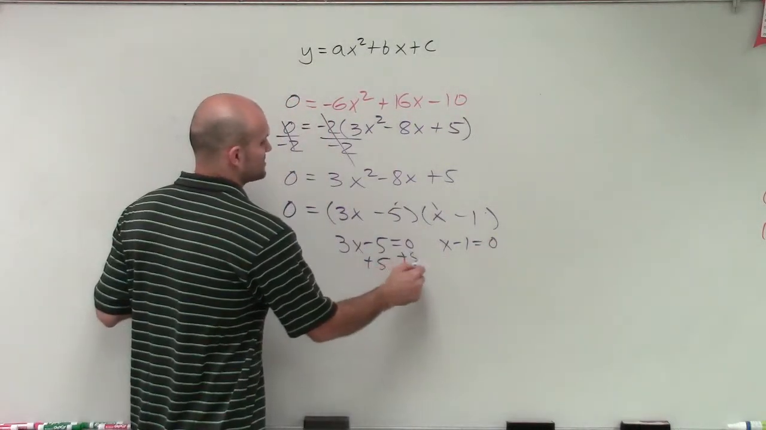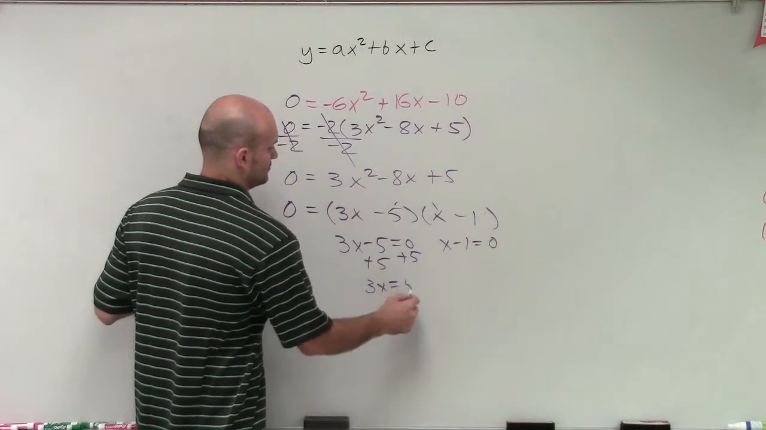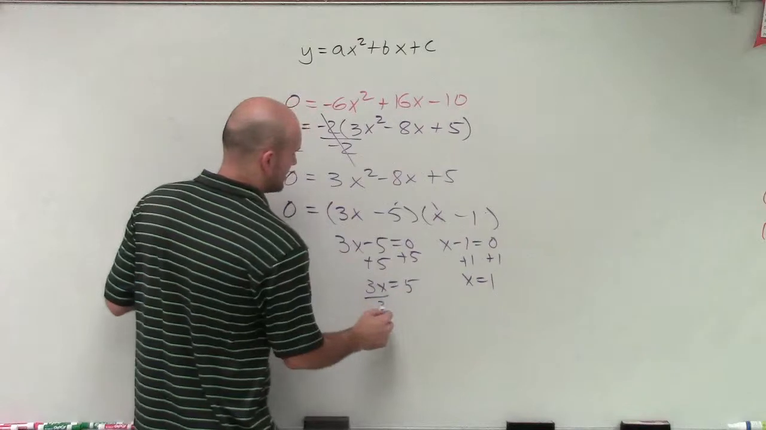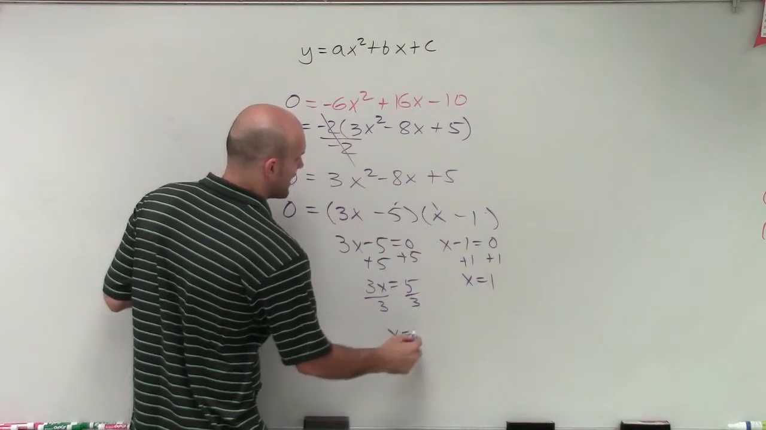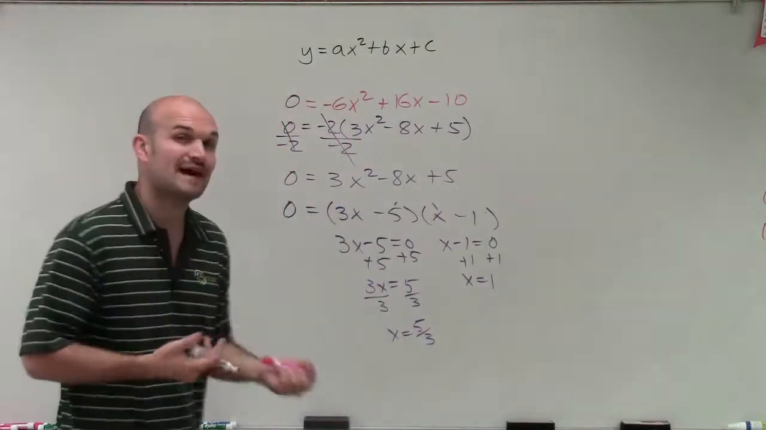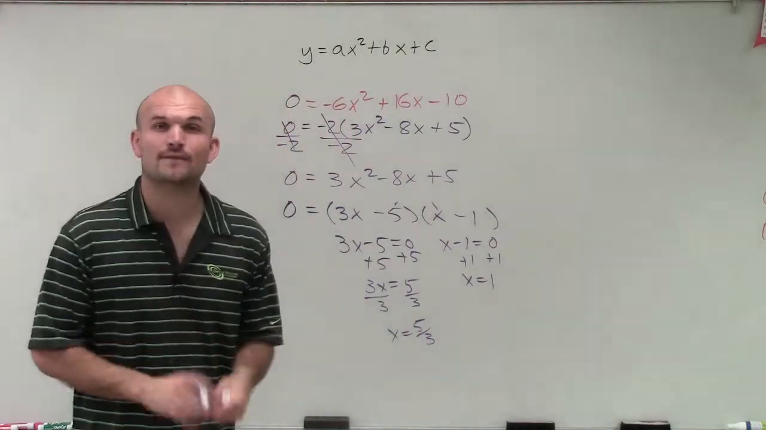So I'll add 5 to both sides, add 1, divide by 3. So therefore, the x-intercepts or solutions of this equation are going to be x equals 5/3 or x equals 1. Thanks.